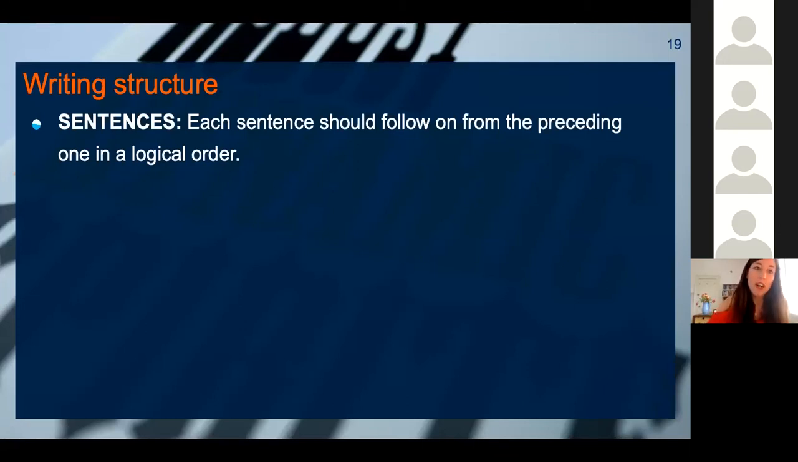Okay, now I'm going to move on to the second main learning outcome, which is related to writing structure. Now, there are a number of key components I'm going to talk about here. So firstly, sentences. Each sentence should follow on from the preceding one in a logical order.